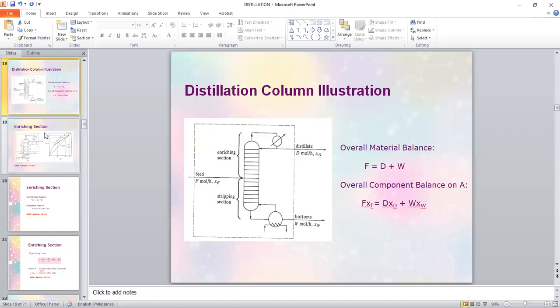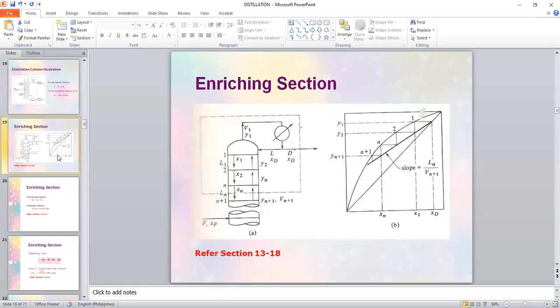Now, we go to the enriching section. The enriching section of your column, as I have mentioned a while ago, is that part of the column above the feed. And included in the enriching section is the auxiliary equipment, which is the condenser, because without it, we cannot have the reflux liquid that is returned in this section to increase the purity of the product. And you have here the distillate.